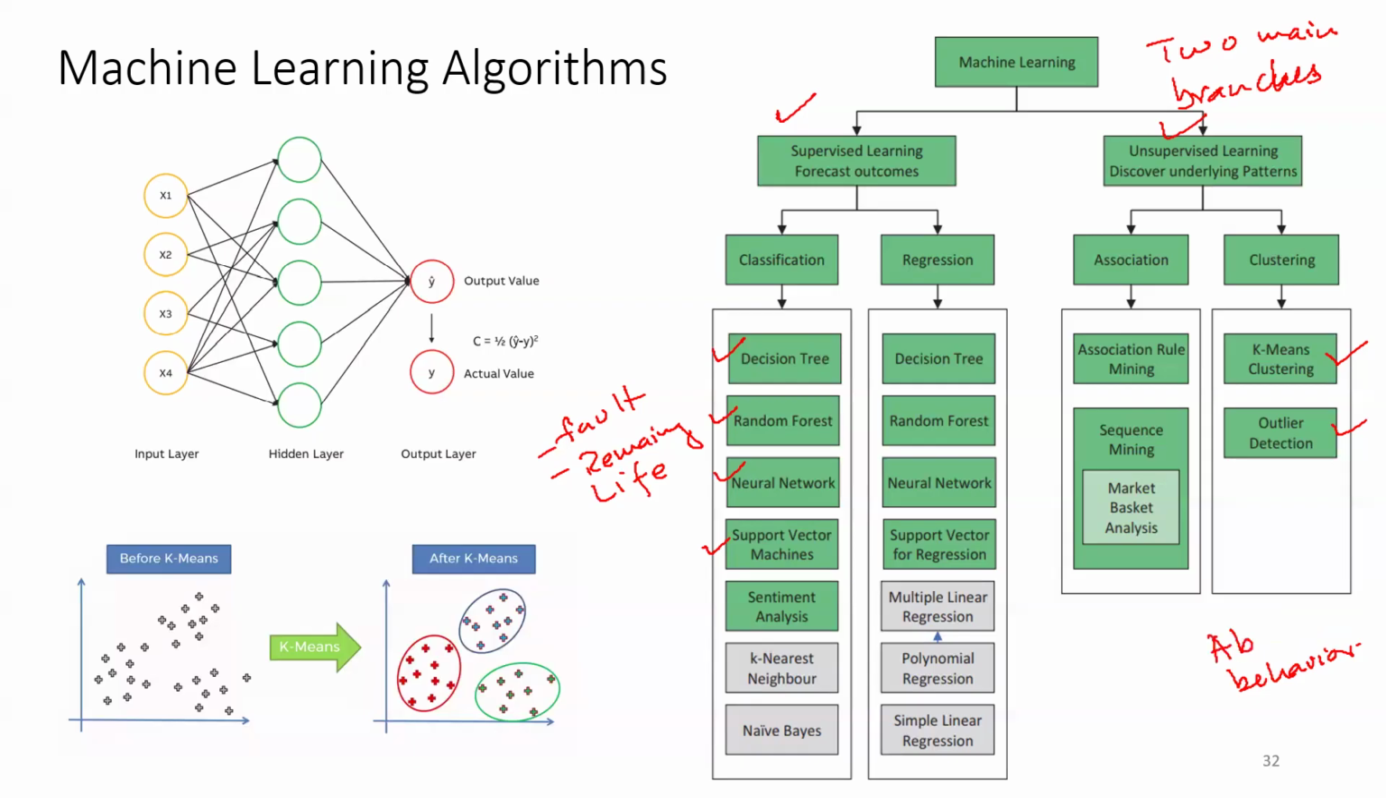Abnormal behavior. So at the bottom left, we see the k-means clustering example here. In the k-means clustering, before the k-means is applied, we don't have any idea what the situation is here, there is no grouping. But when we apply the k-means clustering, now we can identify the three different groups.